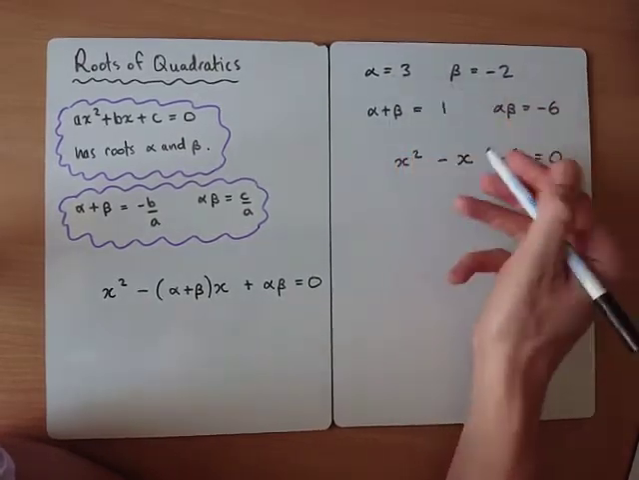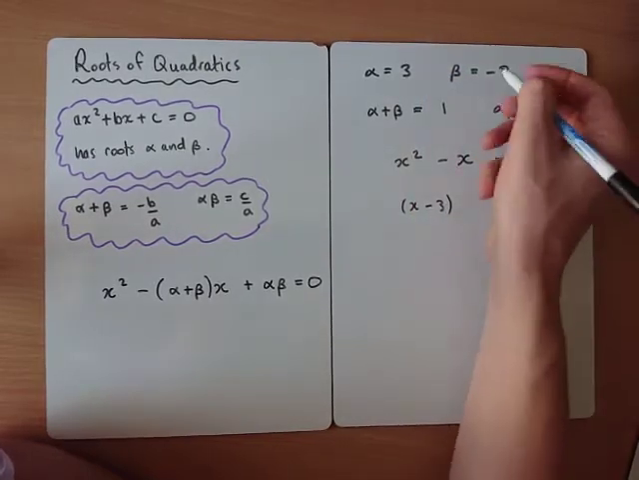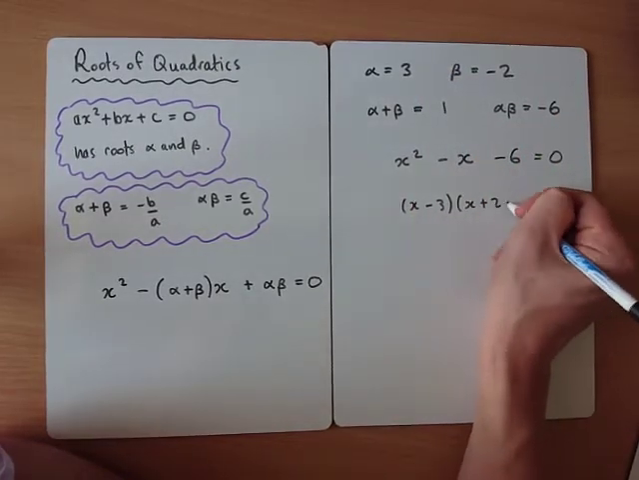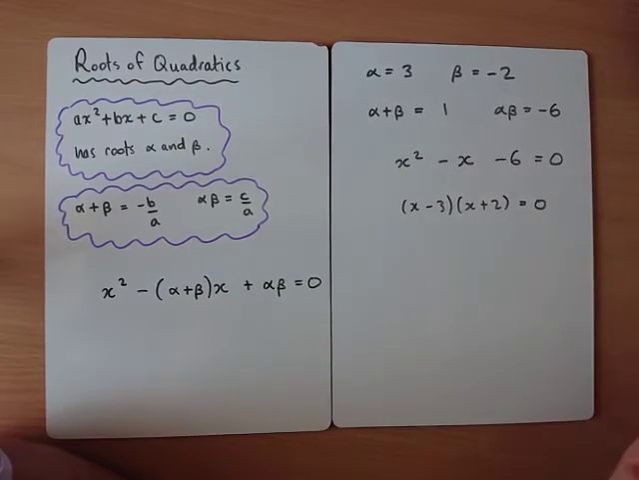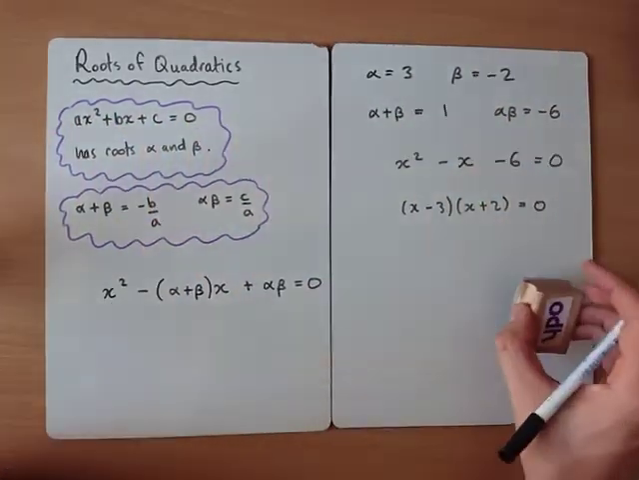I mean, obviously for this one, if you knew what the roots were, you could write it as, well, if one of the roots is 3, you could write it as x minus 3, and if the other root is minus 2, you could write it as x plus 2, and that's another way of getting to the quadratic. But it's just about understanding how these original roots relate to the quadratic and to these coefficients.